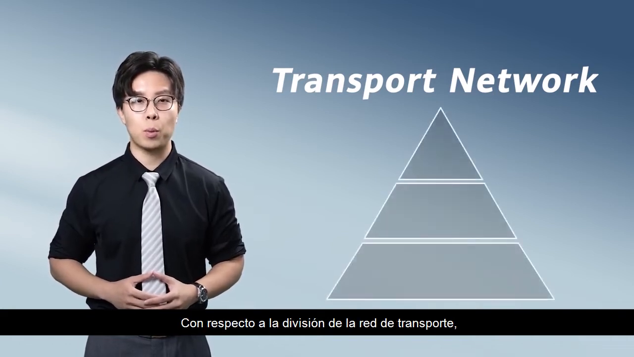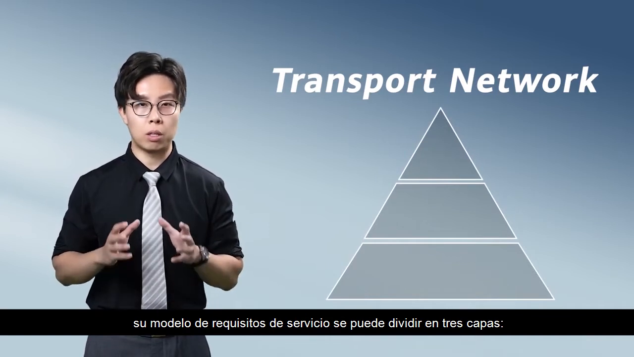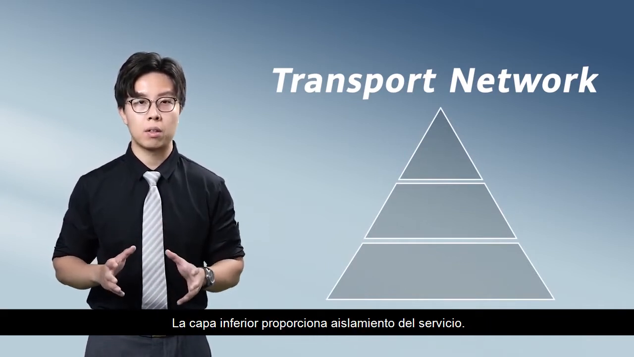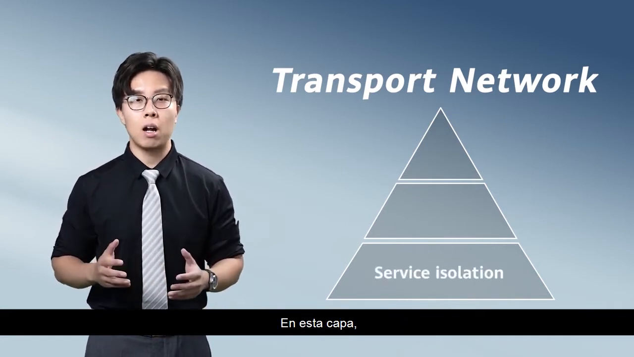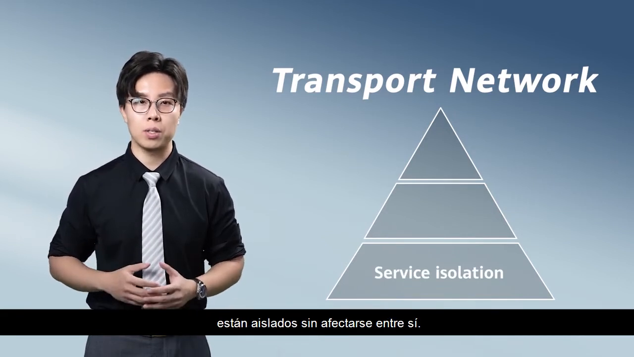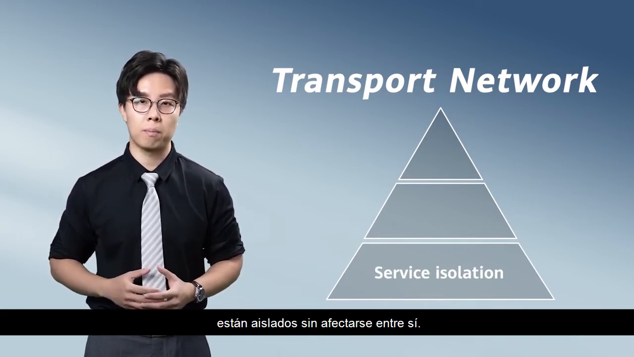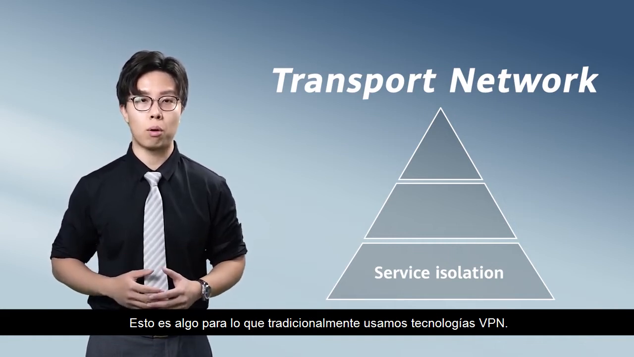With regard to transport network slicing, its service requirement model can be divided into three layers. The bottom layer provides service isolation. At this layer, different types of services or users on the network are isolated without affecting each other. This is something we traditionally use VPN technologies for.